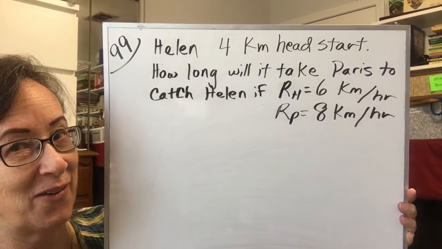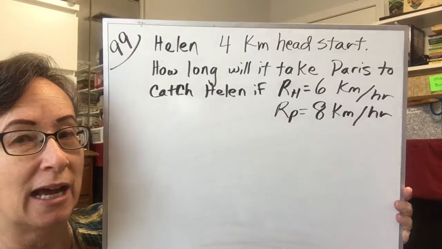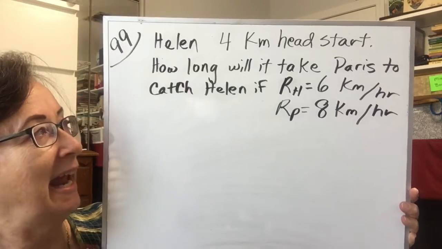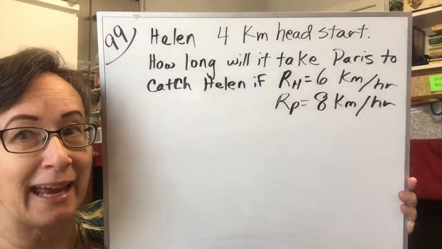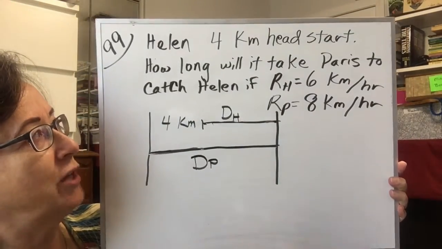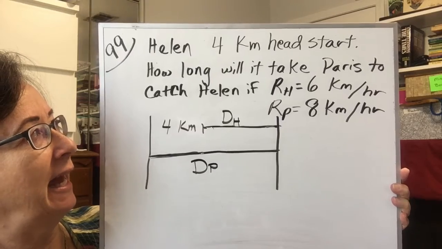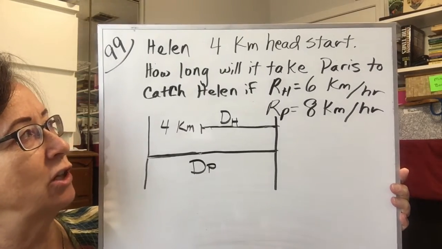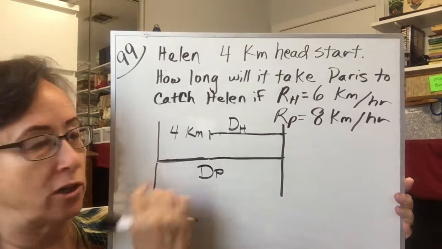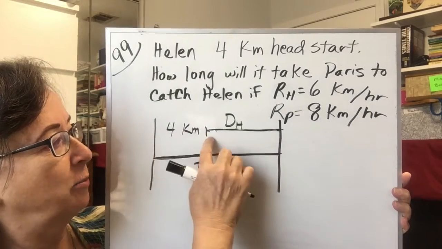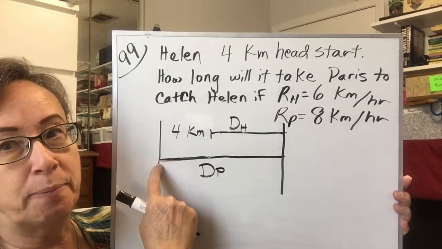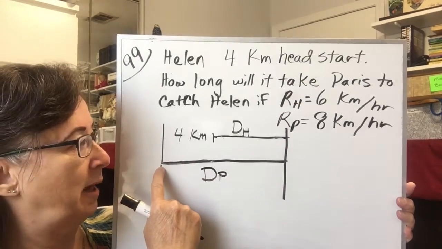So how are you going to draw this picture? I'm going to let you draw the picture. So go ahead and pause your video, and then let's see if we come up with the same picture. Okay, here is the picture that I have drawn. So you can think, okay, Helen actually starts 4 kilometers ahead of where Paris is when she starts the trip. So maybe she's at Camp B and she's starting from here, and Paris has to start from Camp A, which is way back here.